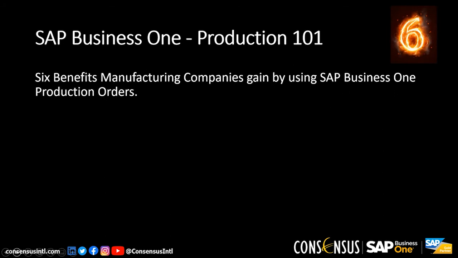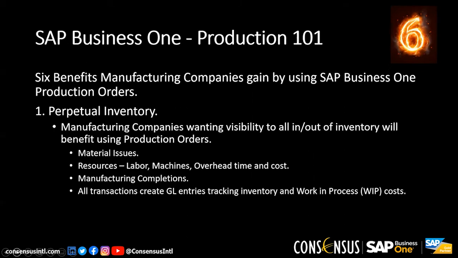By using production orders within SAP Business One, some of the things you're going to be able to take advantage of is the perpetual inventory. All of the ins and outs that are associated with manufacturing, you'd want to have visibility to that as you're using your production orders. So all your material issues, resources, labor, machine, overhead times, and cost, whether they're being issued or backflushed, will be visible, as well as the manufacturing completions you're completing on each production order. All the transactions in the background will be creating the GL entries, tracking the inventory and the work in process costs.